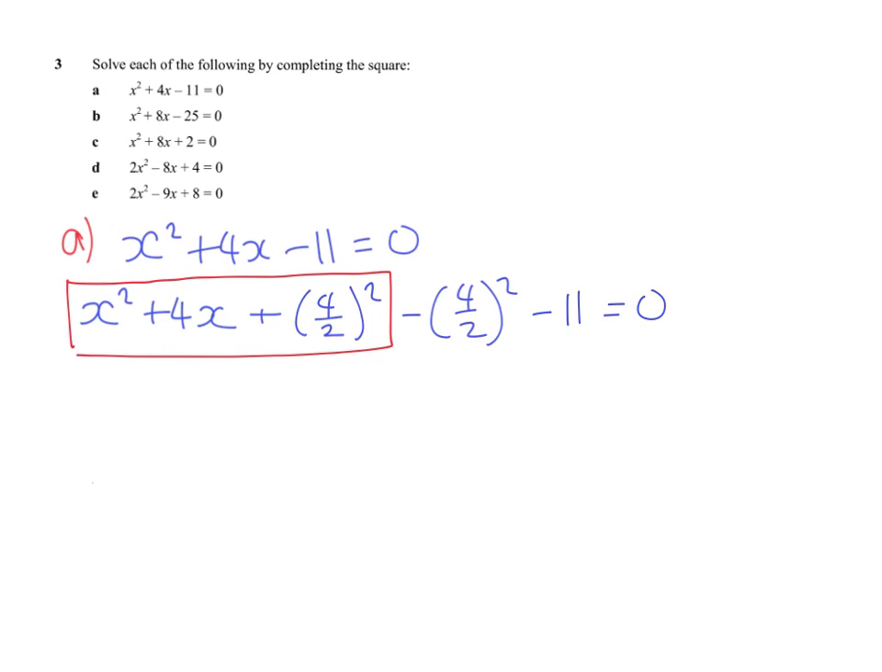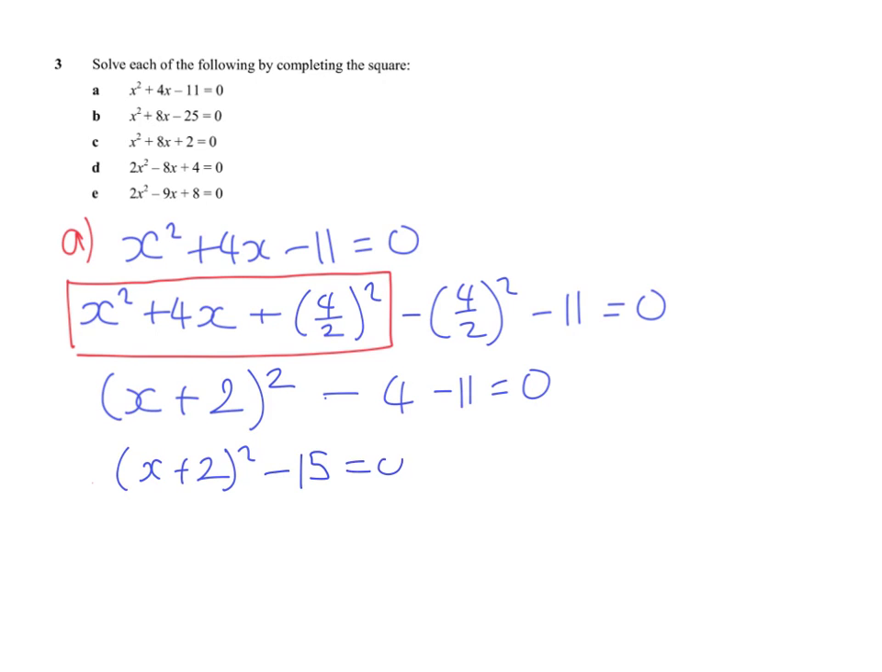these 3 terms, is a perfect square. I'm going to do x plus, because there's a plus here, so I put my plus there. 4 over 2, half, is 2. There's my perfect square. Now I write this down. 4 over 2 is 2. 2 squared is 4, so I can write my 4. Minus 11 equals 0. So now I've got x plus 2 squared minus 4 minus 11 equals minus 15 equals 0.